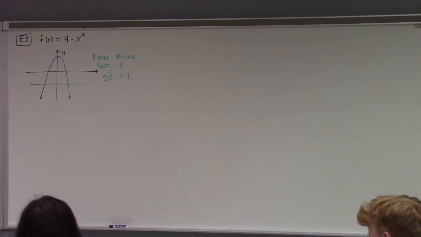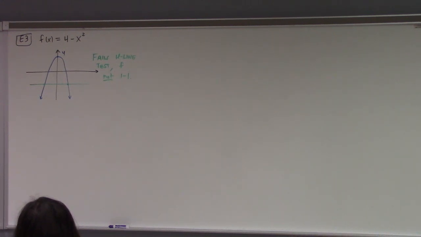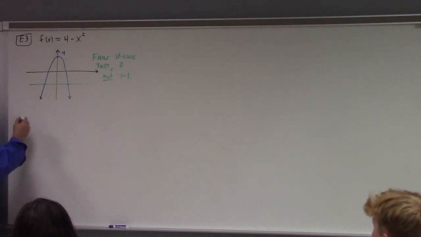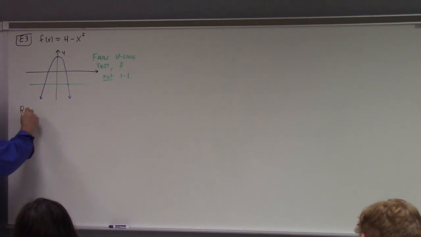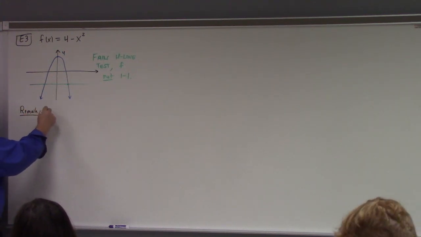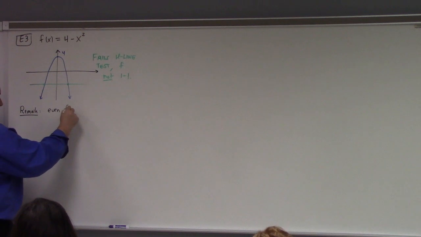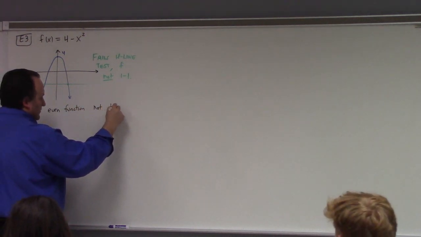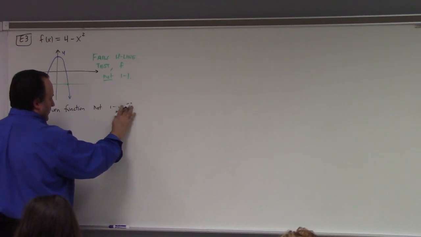So I'll tell you what a person in the other section said today after I did this example. They're like, wait a minute, so no even function is 1 to 1? I was like, oh, that's a really nice comment. So let me share it with you guys too. So remark: even function, not 1 to 1. Why is that?